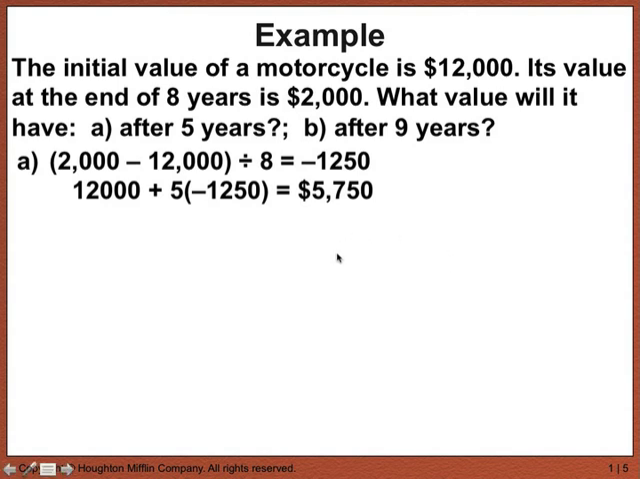Alright, and now the solution for B is simply using 9 instead of 5. And when you do that, you find that the value after 9 years of the motorcycle is $750, because it has gone down $1,250 per year for 9 years.